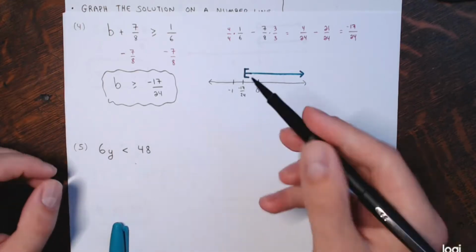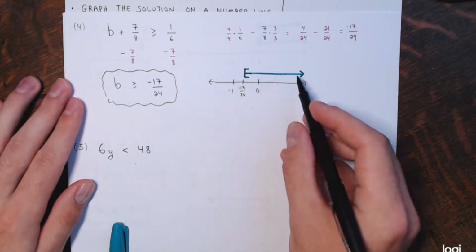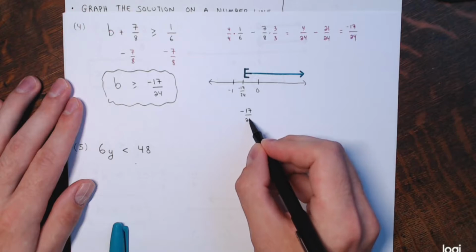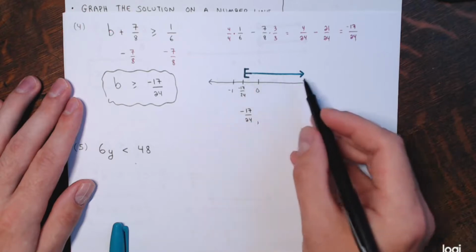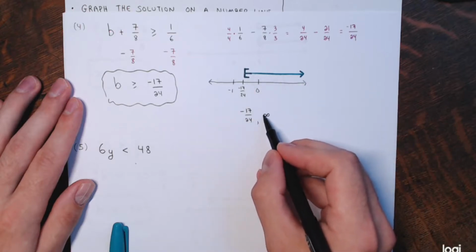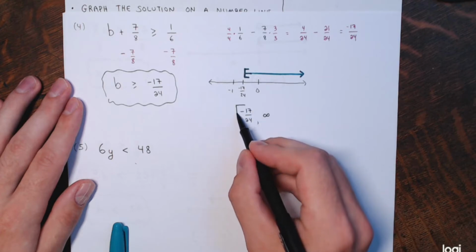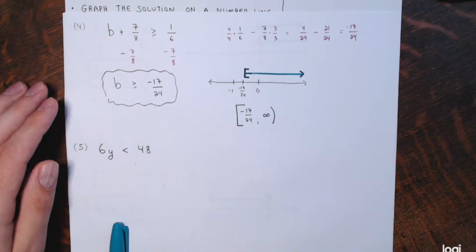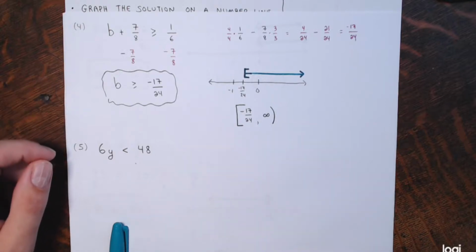And then the interval, looking at this piece of solutions here, right, starts off on the left at negative 17/24, goes to the right forever, right, so that'd be indicated by infinity. Bracket on this, parentheses on that, because infinity is not a number, and there you go. All right.